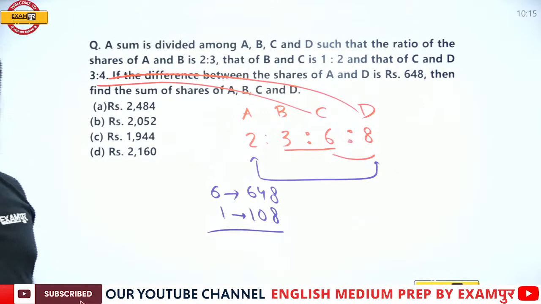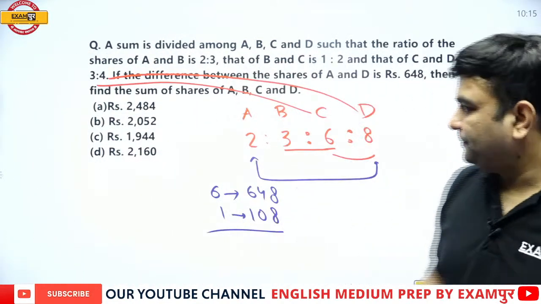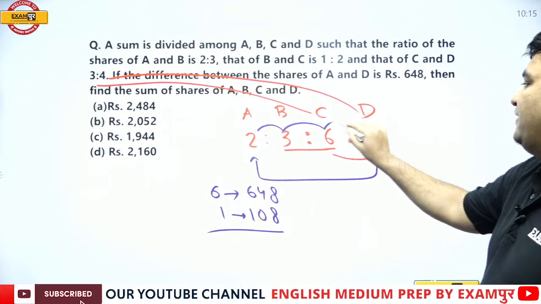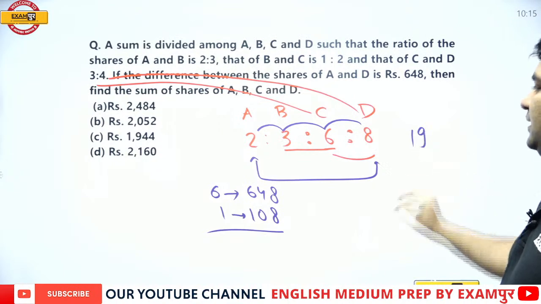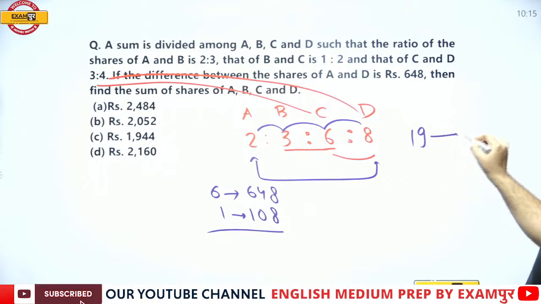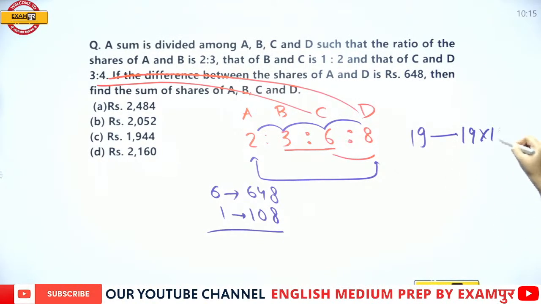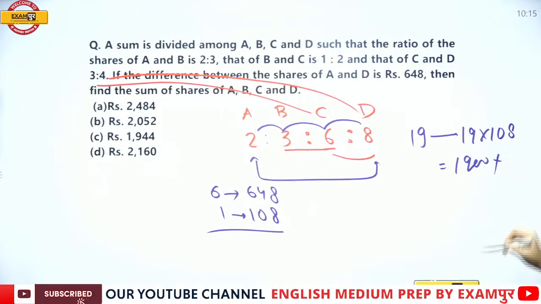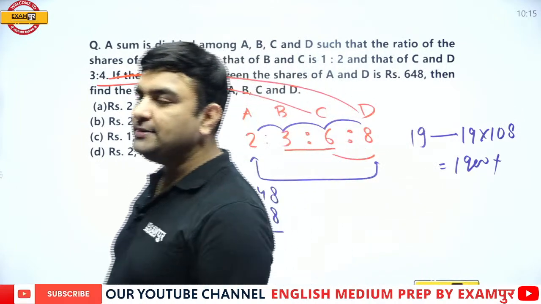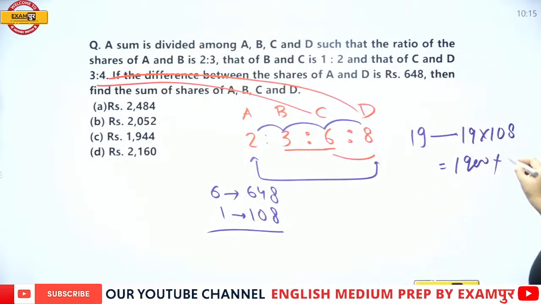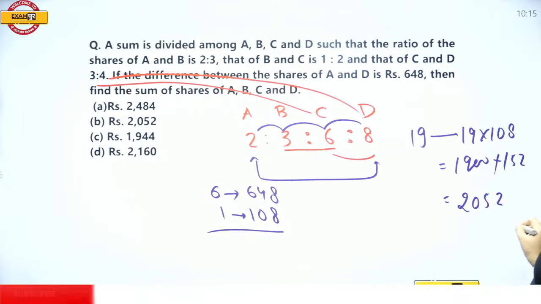What is the sum of A plus B plus C plus D? It is 5 plus 6, 11, 11 plus 8, 19. If 1 is 108, then 19 is 19 into 108. 19 into 100 is 1900, and 19 into 8, you might be remembering the table of 19, it's 152. So it's 2052.